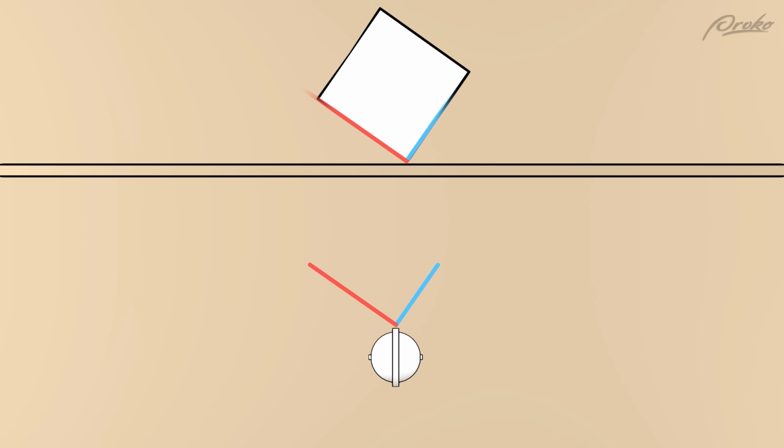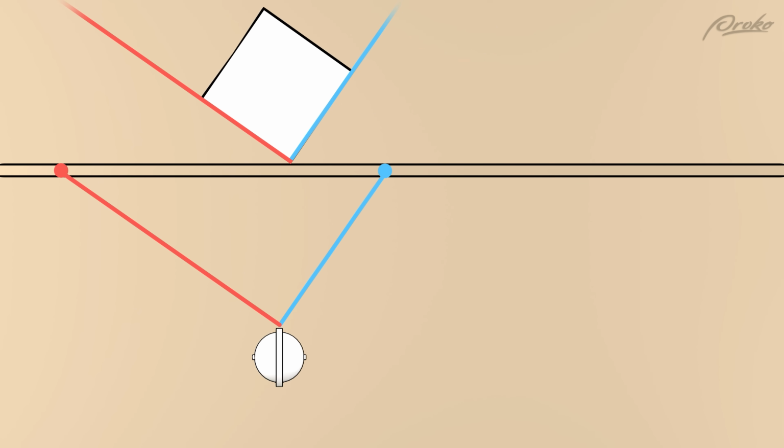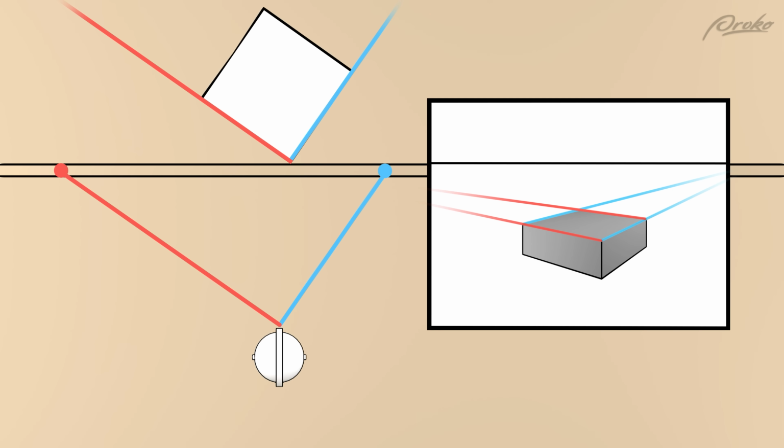Now for the vanishing points. Remember how we did it? Run lines from the viewer parallel to the lines on the object for which we are seeking the vanishing points, and there we are. We now know left and right where those vanishing points go. We're getting some useful information here. We're going to use it.